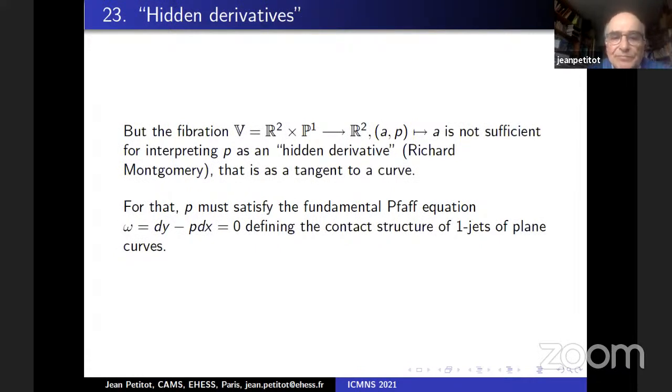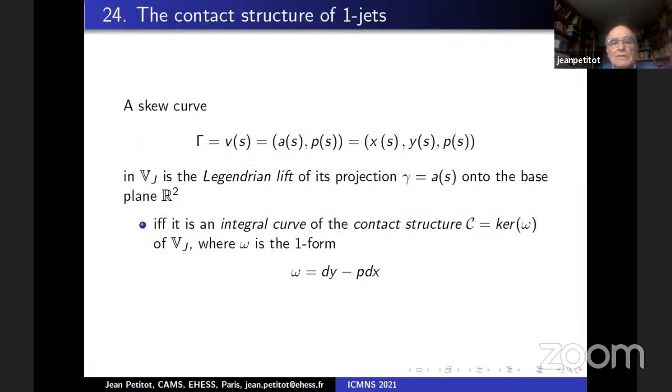But the fibration VG, R2 cross P1 over R2, is not sufficient for interpreting P as hidden derivative, in the sense of Richard Montgomery. That is, as a tangent to a curve. For that, P must satisfy the fundamental Pfaff equation, omega equal dy minus P dx equals 0, defining the contact structure of one-jets of plane curves. As you know, a skew curve in VG is a Legendrian lift of its projection onto the base plane R2 if and only if it is an integral curve of the contact structure.